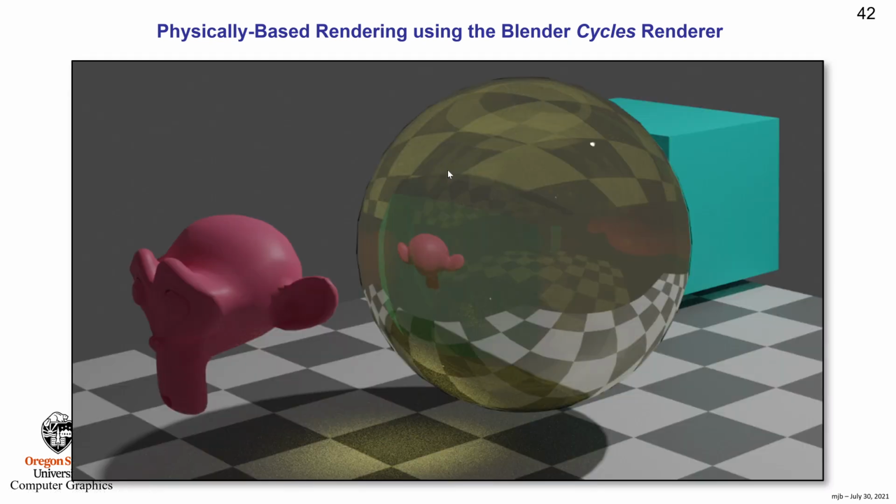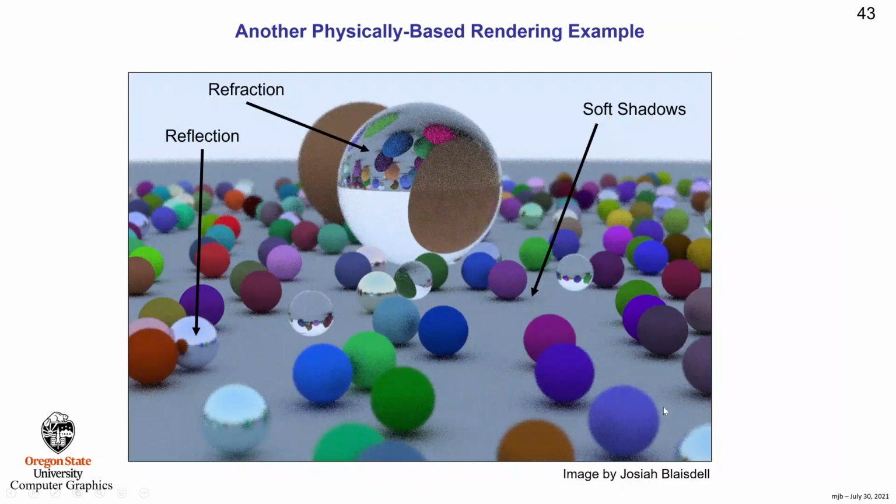Here's another example. This again is out of Blender. Here's a reflection. There's refractions of the checkerboard. You've got these sort of caustics of light coming through the refractive surface. And you've got shadows, and these are smooth shadows here. This is something one of our graphics students, Josiah, did for fun.